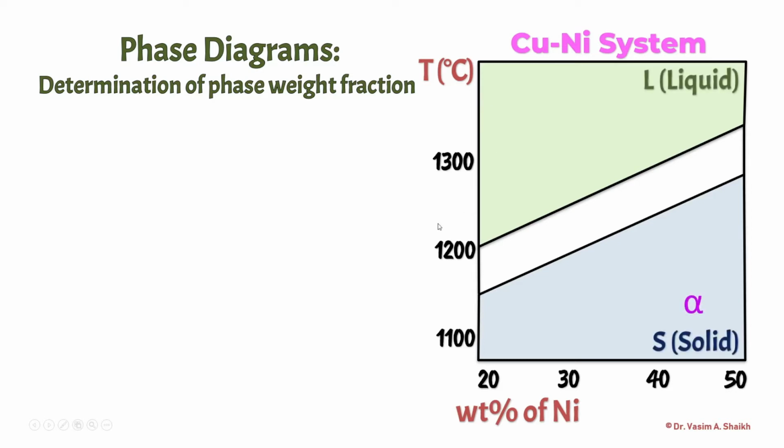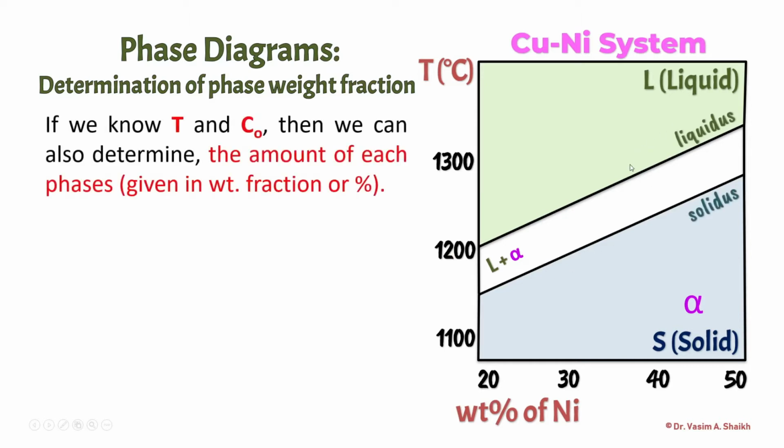And we have two phases present here. We have a liquid phase, and we have a solid phase, which is also called the alpha phase. In between we have a phase field of liquid and alpha, and we have a liquidus line and a solidus line. Above the liquidus line the entire thing is liquid, and below the solidus line the entire phase is solid.